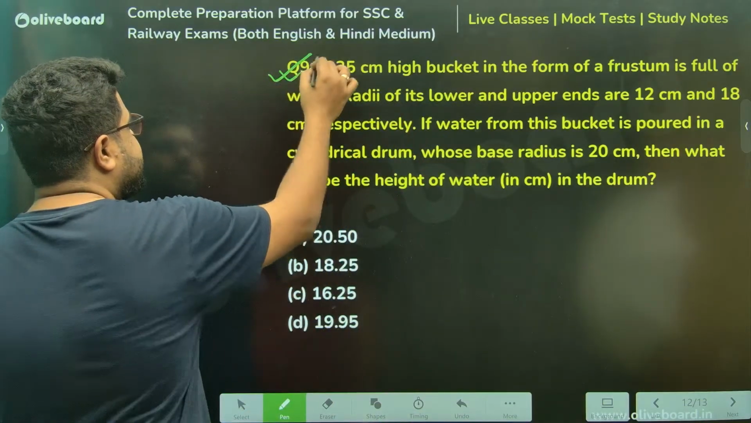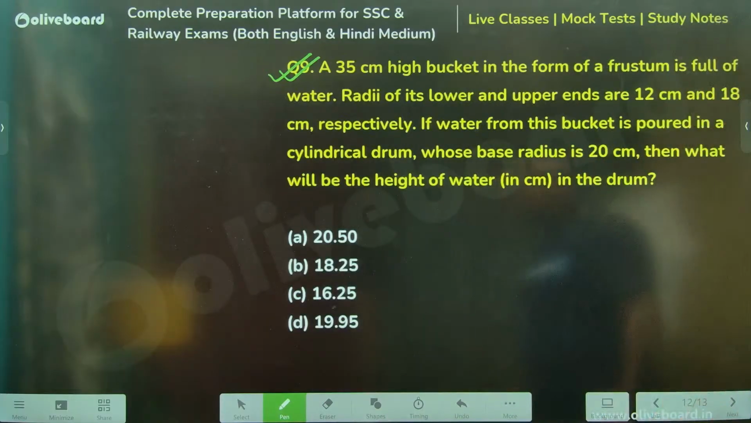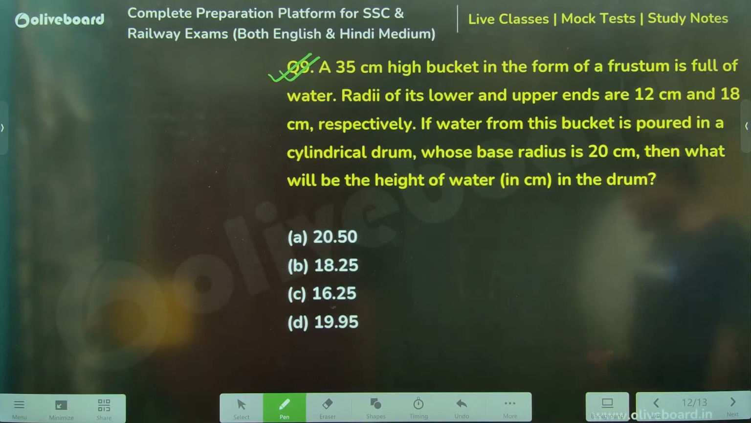Next one is a frustum question. Chalo, jaldi. Frustum with a bucket cylinder. Frustum with cylinder, sir. Chalo. Everyone, very quickly. I need answers.